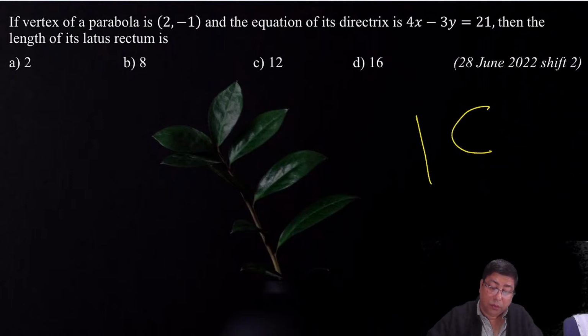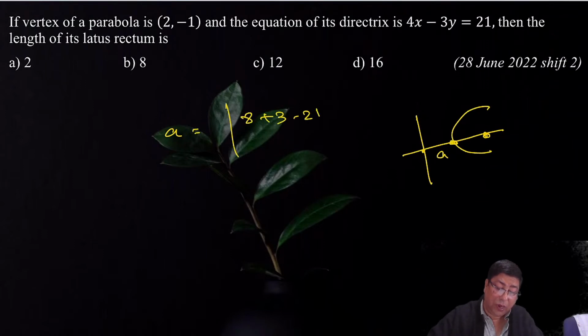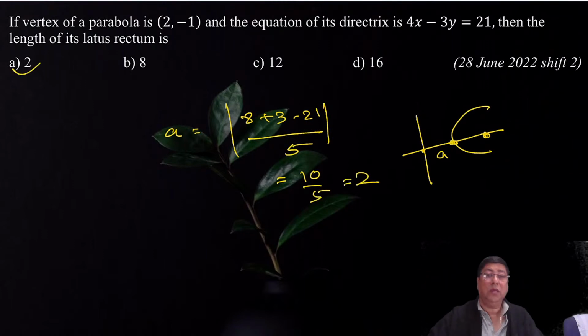So vertex to directrix is a, vertex to focus is also a. So therefore we can write a equal to the perpendicular distance, 8 plus 3 minus 21, directly I am doing this, total divided by 5. Therefore 10 by 5 equal to 2. So there are some sums which are very basic and there are some sums we have to solve first. Next one.